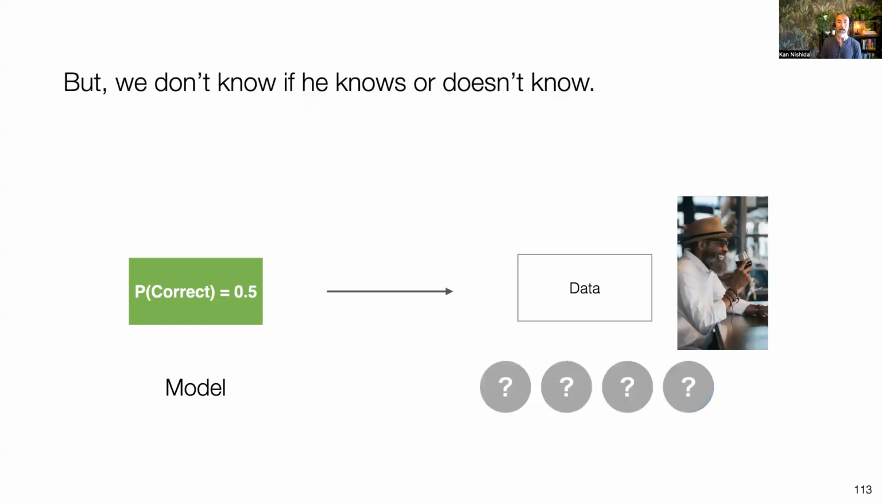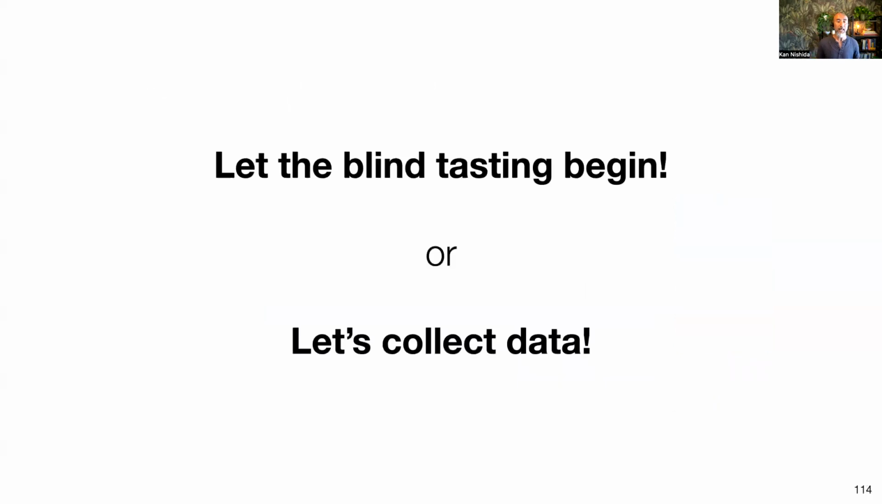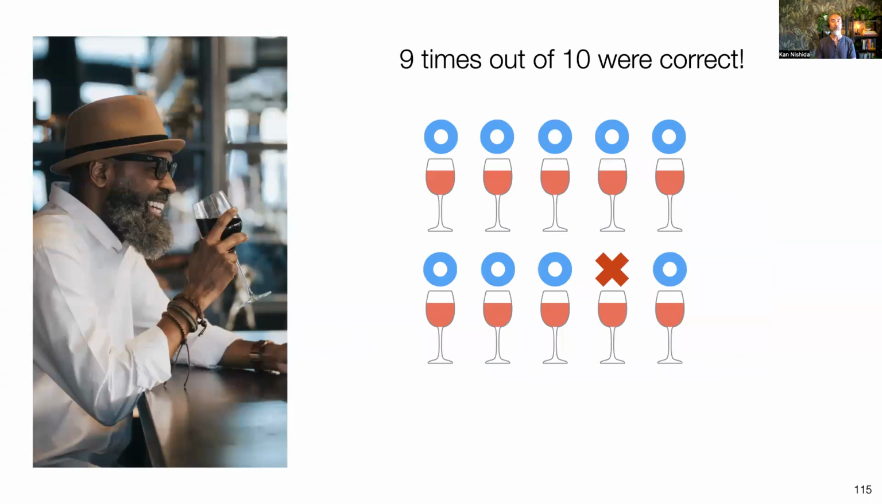But this time, we don't know if he knows or doesn't know. So that's the question. That's what we want to know. Then let the blind tasting begin. That's finally, let's test it, or another word, let's collect data. Then ask him to answer which is the California wine and which is the French wine. And it turned out 9 times out of 10 were correct.